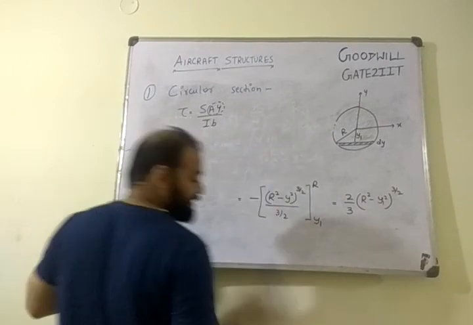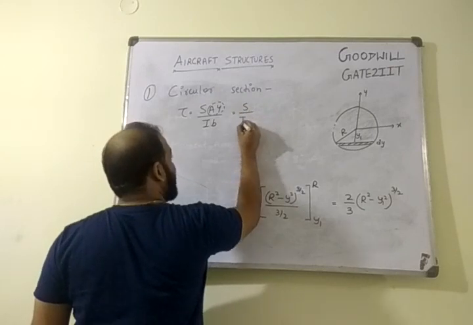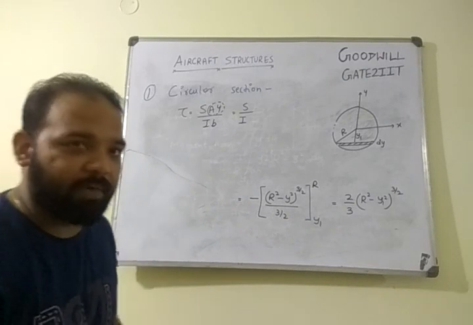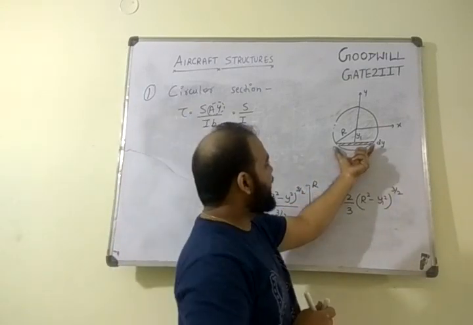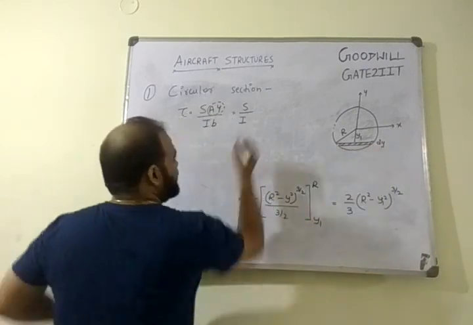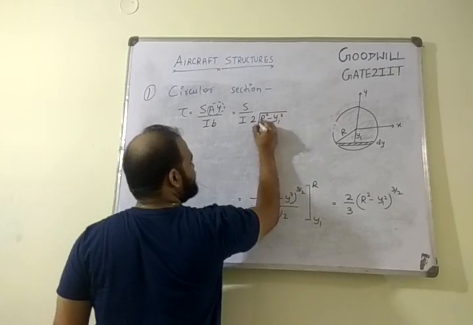I'll substitute those quantities here. So S divided by I, I'm not touching this for the time being. Now B is, what is the thickness where you are? What is the location? So the thickness we know, r square minus y1 square under root multiplied by 2. So I'll write that term here, 2 times r square minus y1 square under root.